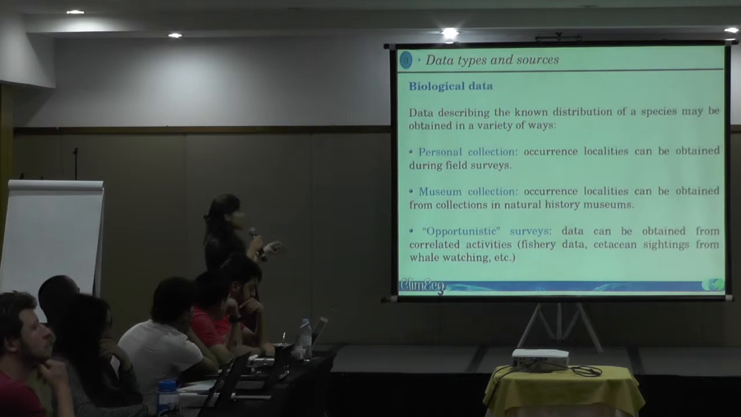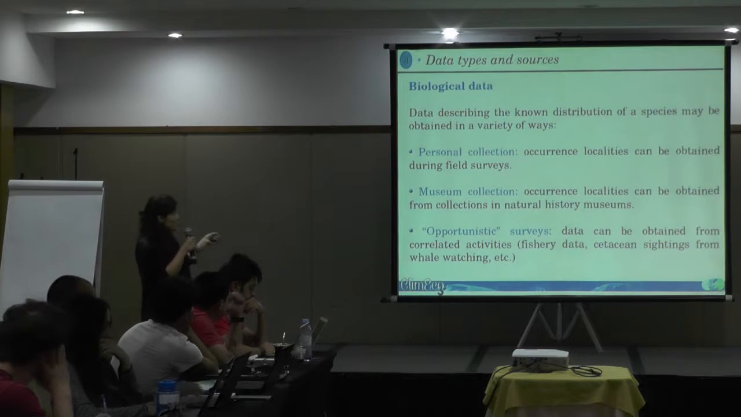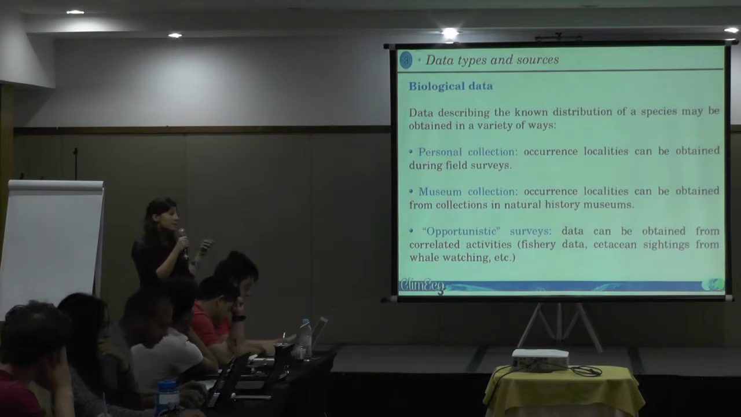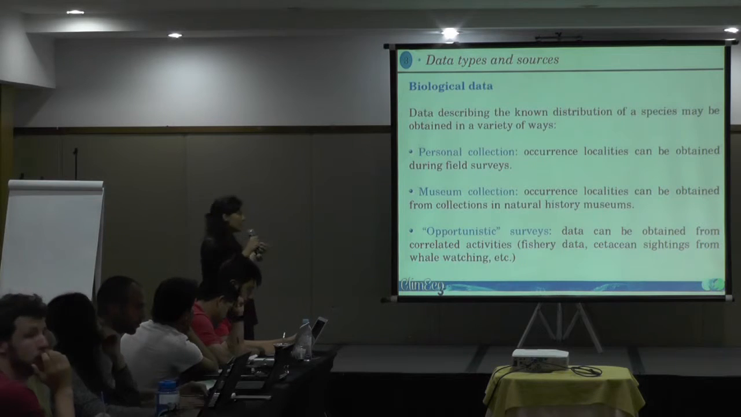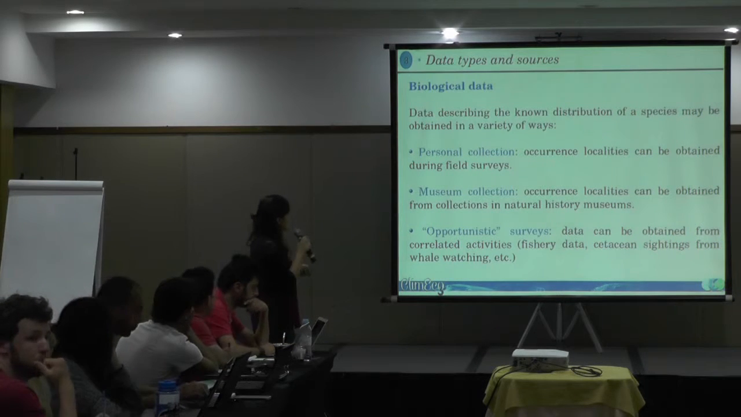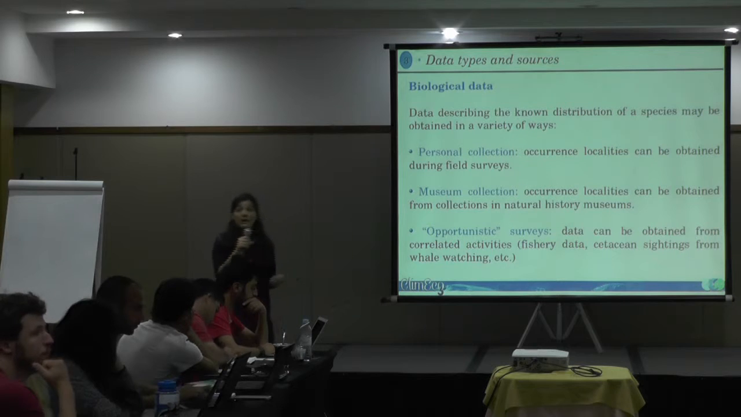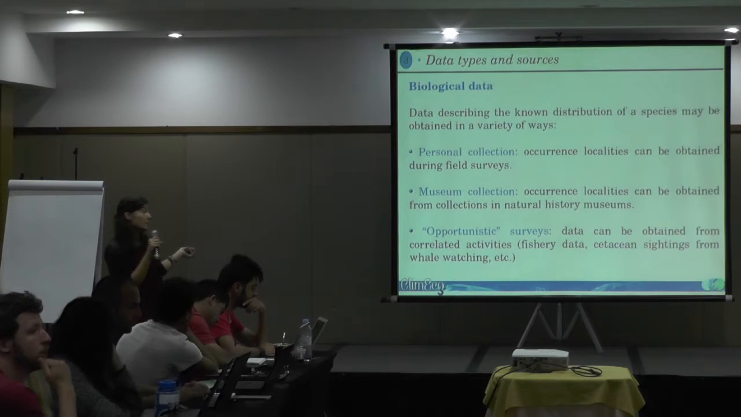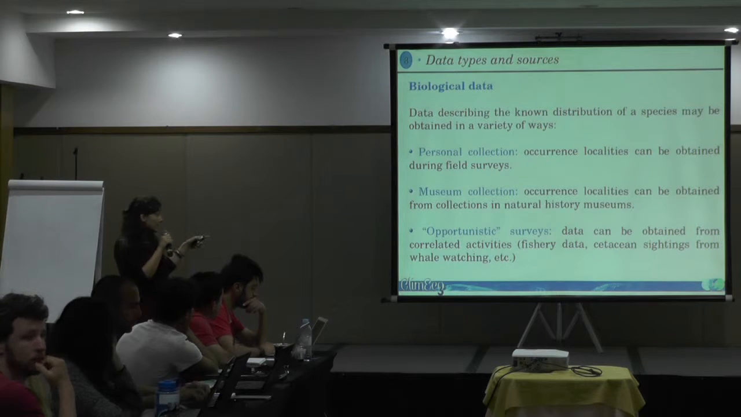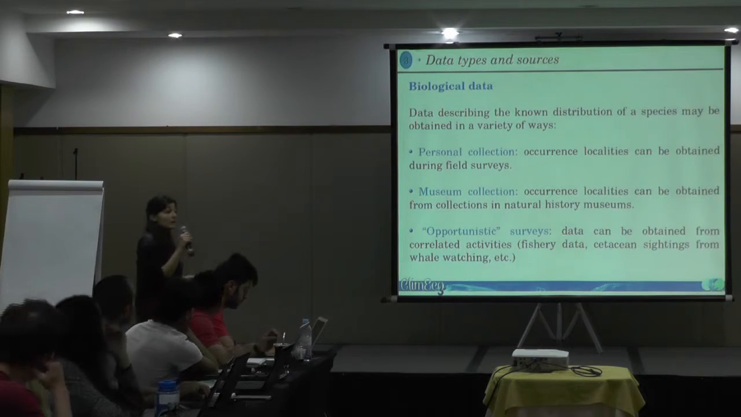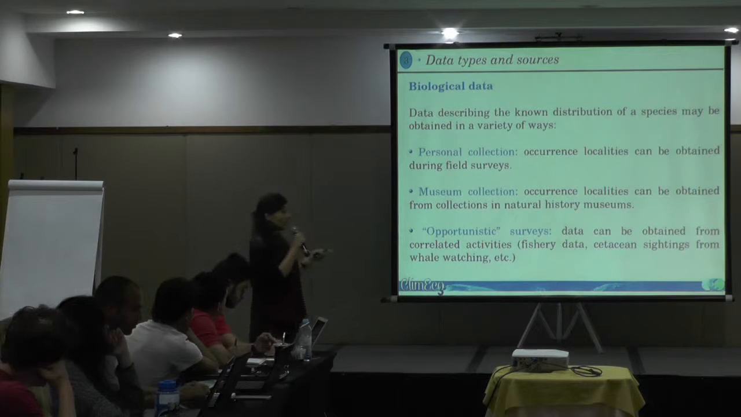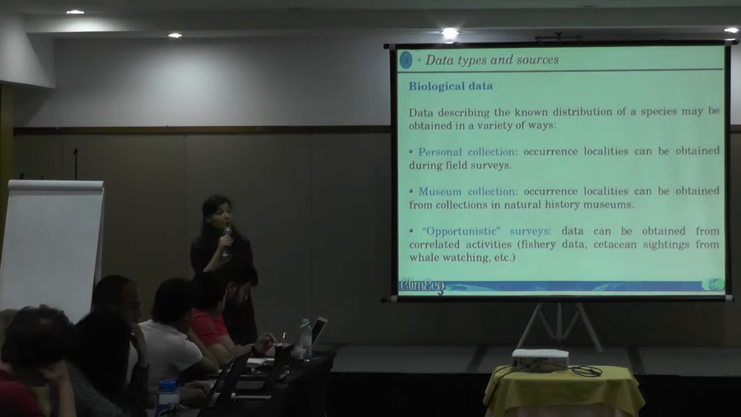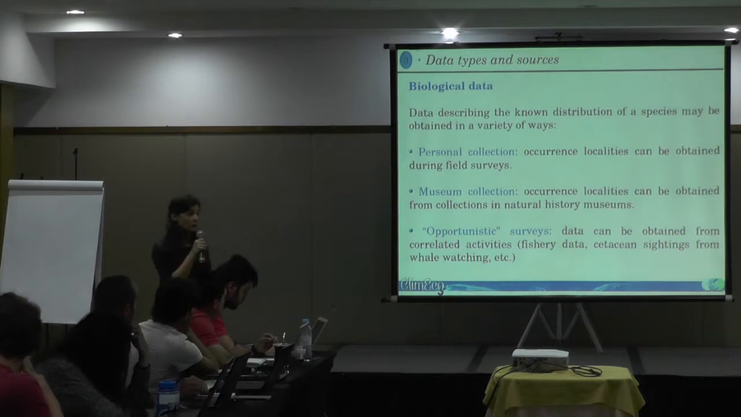But in some cases, you have to use museum collection records for the past, for example, for the distribution of the species in the past. And sometimes you have to use opportunistic surveys, like fishing. This is really important because when I do the lecture on the Bayesian model, we can see that when you use this kind of data, like fishery, they are collected with a preferential sampling, not a random sampling.